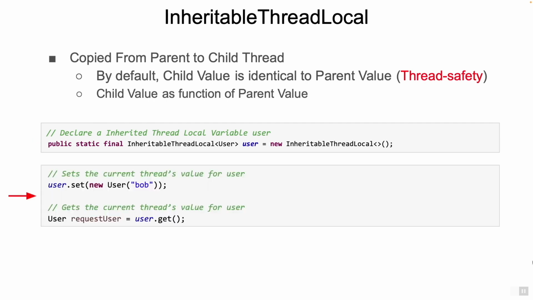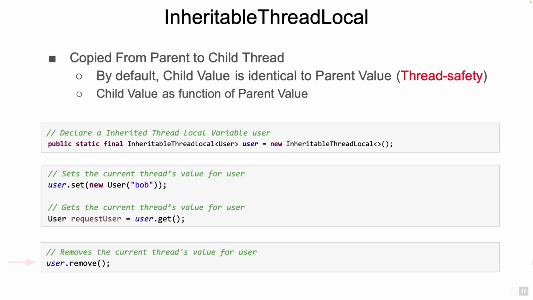You can use the get and the set methods on these thread local objects almost exactly the same, no change over here. And then use the remove when not needed. These methods work exactly the same. The only difference is that when a child thread gets created, the inheritable thread local values get copied over to the child. But how exactly is this copying done?